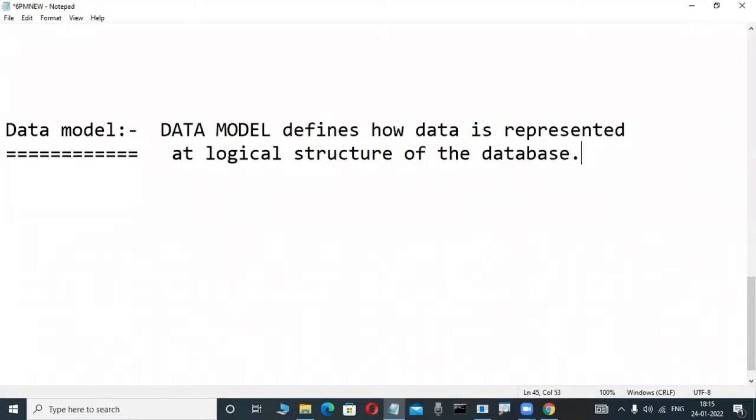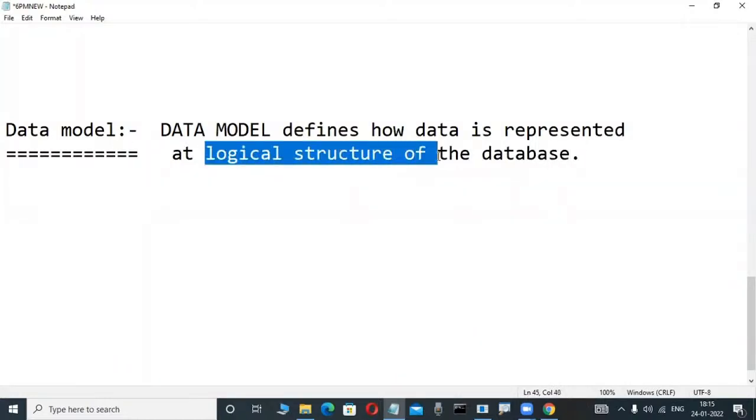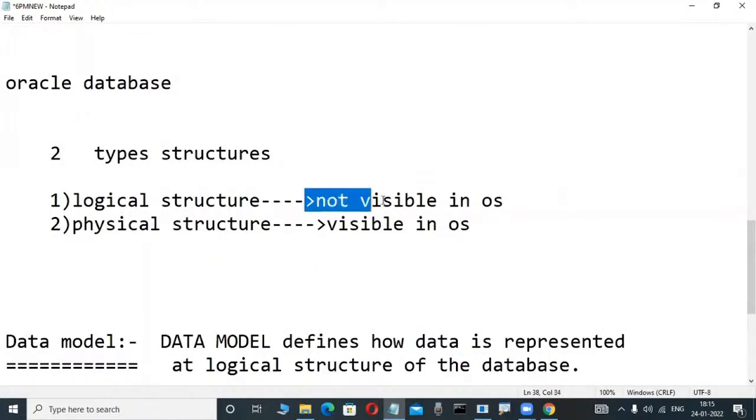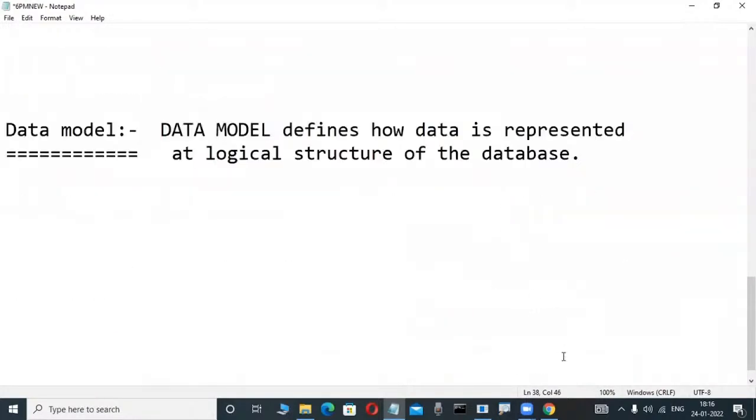And now check it out. What is a logical structure? As I said in previous classes, a structure which is not visible in the operating system is called a logical structure. Maybe you are creating a table that is not visible in the operating system, but that structure is visible in the database. Very good.